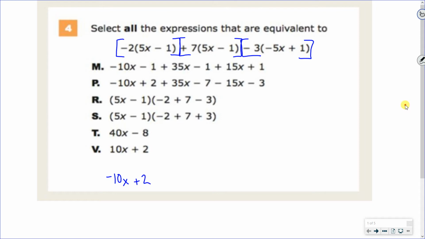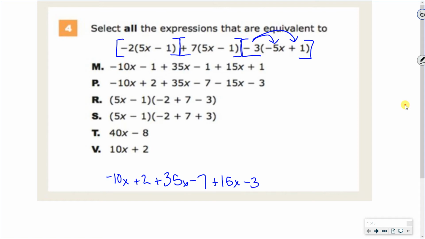Now you see why I put that plus 7 in the front. Now it's a positive 7. 7 times 5x is 35x. 7 times a negative 1 is a negative 7. And then I've got a negative 3 times the negative 5x and the positive 1. So a negative 3 times a negative 5x gives me a positive 15x, and a negative 3 times a positive 1 gives me a negative 3.